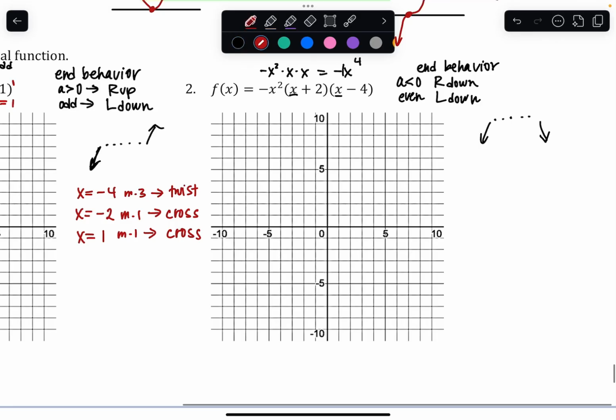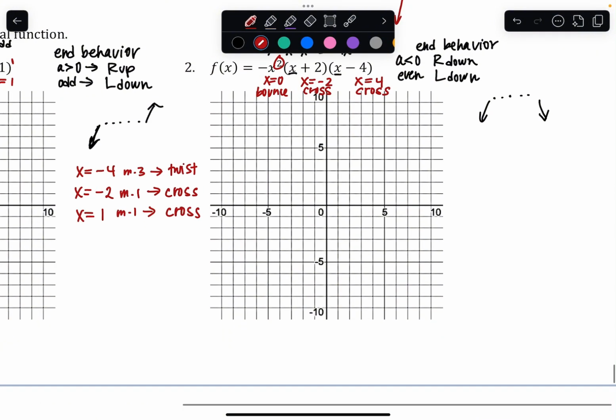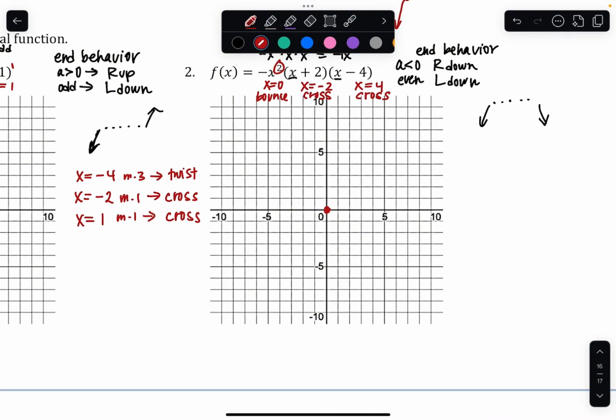Okay, and then for our zeros, this would lead to x equals 0. This would lead to x equals -2. This would lead to x equals 4. At x equals 0, we have an even degree, so bounce. At x equals -2, it's just one time, and then x equals 4 is also 1 time. So we have 0, we have -2, and we have +4.